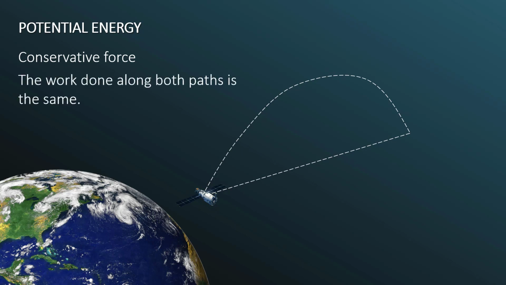The total work done is the same regardless of the path you take. You can spiral all over the place, but the work done by the gravitational force will be the same. And this is different than a non-conservative force.